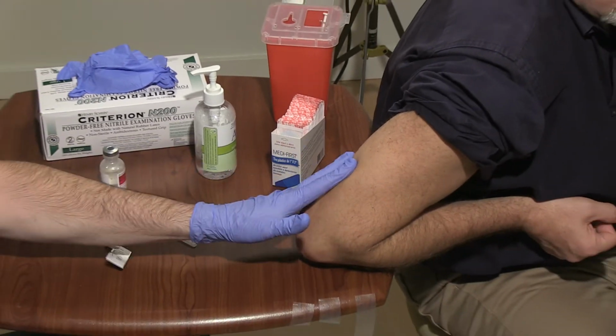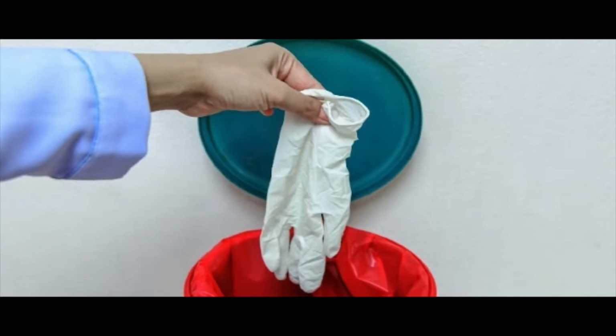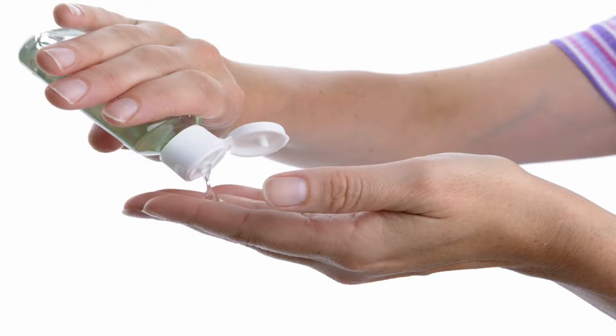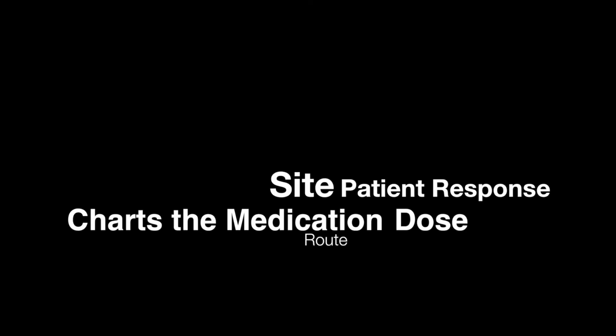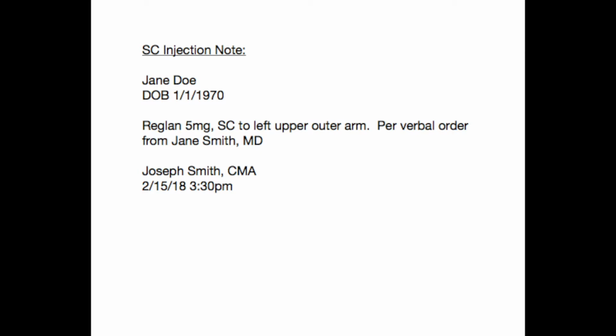Good to go. The medical assistant safely discards the needle and syringe in a sharps container without recapping the needle. He or she then removes and disposes of gloves and appropriately washes and sanitizes his or her hands. The medical assistant correctly charts the medication, dose, route, site, and patient response. For example, Ms. Jane Doe received Reglan 5 milligrams by sub-Q injection to left upper outer arm. It was uneventful and well tolerated.